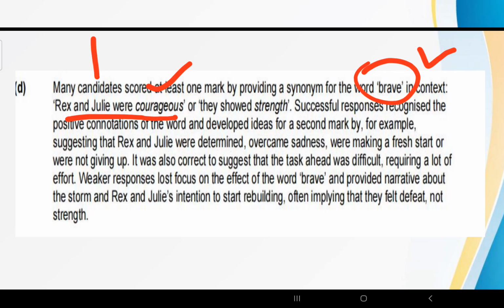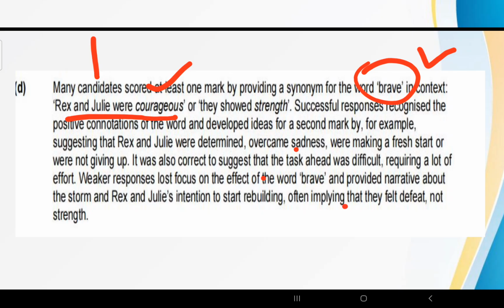See, you will get 1 mark if you show one effect. If you want to get 2 marks, you will have to give a second connotation also. So the second connotation was that the writer is trying to suggest a positive connotation of the word, developed ideas for the 2nd mark by, for example, that Julie and Rex were determined, they overcame their sadness, were making a fresh start. So all these things we have just discussed. It was also correct to suggest that the task ahead was difficult, requiring a lot.